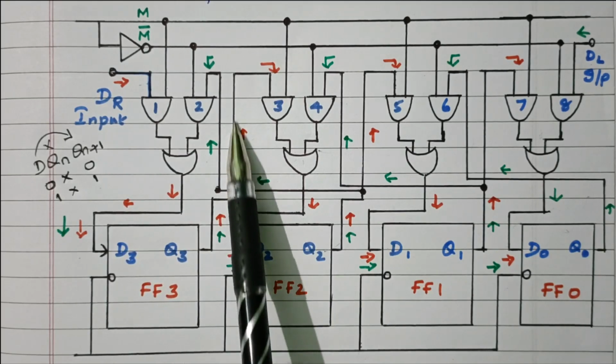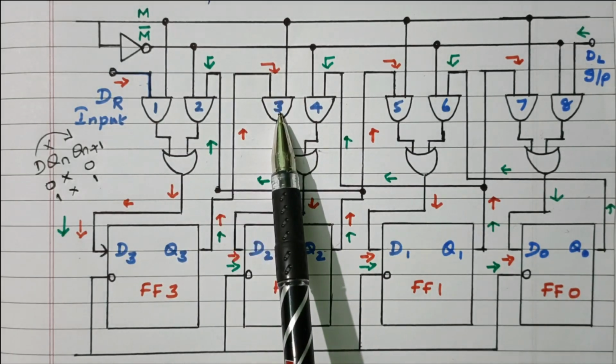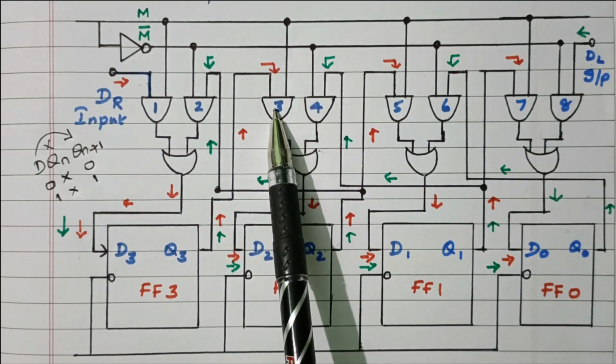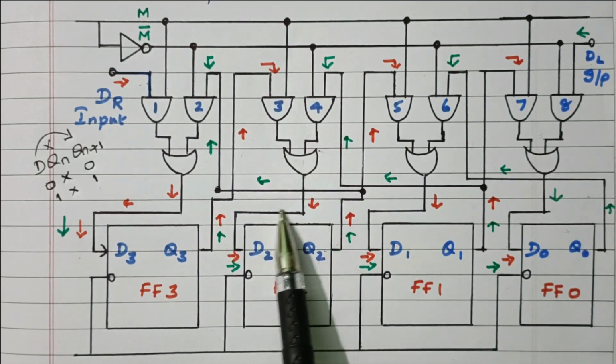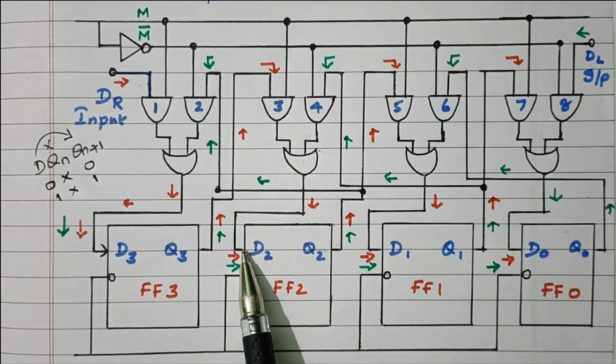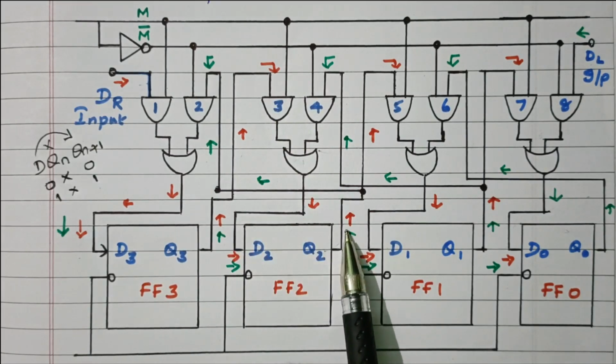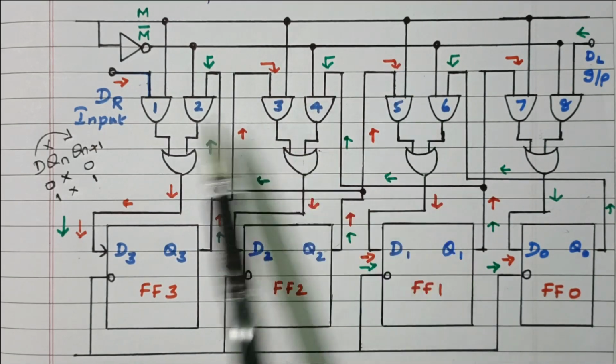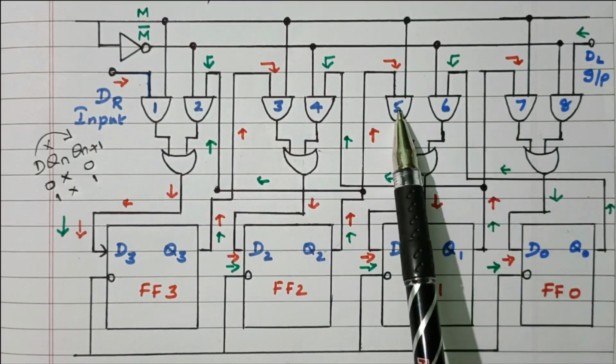This Q3 is given to the AND gate 3, right? This is also connected to high level, so this is activated. So that input is given to the second flip flop. Then the output of the second flip flop is given to the fifth AND gate. So this is also already activated. 1, 3, 5, 7 are activated.